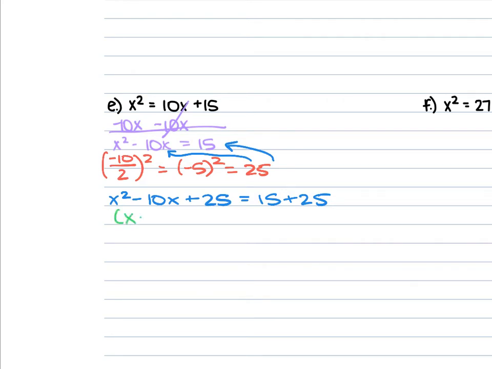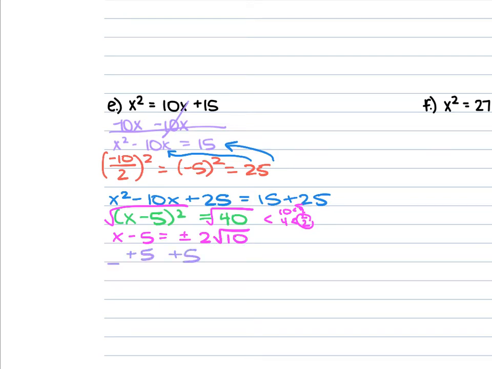Factor your left. It's going to be x minus 5 squared. Add your right. That's going to give us 40. So now from here, we're going to take the square root of both sides. The 40 is 4 and 10. The 4 is 2 and 2. 10 is 2 and 5. So 2 2's. x minus 5 is equal to plus or minus 2 square root 10. We're going to move that 5 over, add it to both sides. So x is equal to 5 plus or minus 2 square root 10.